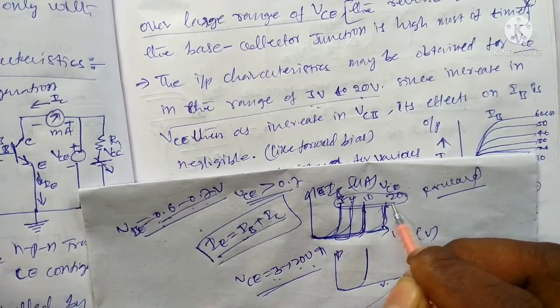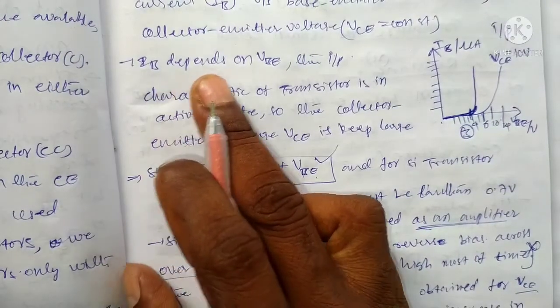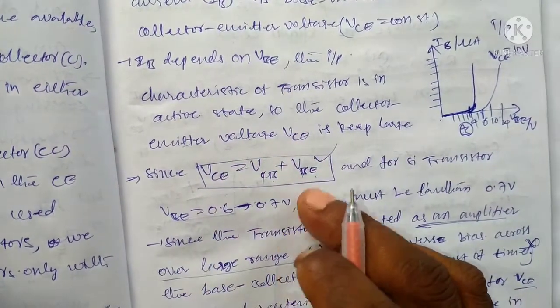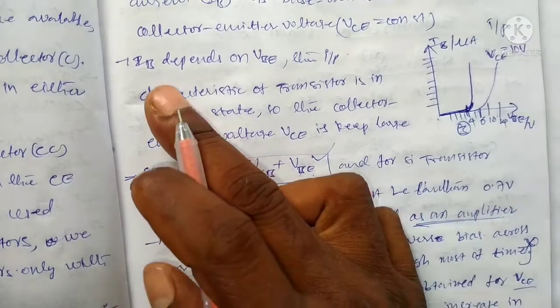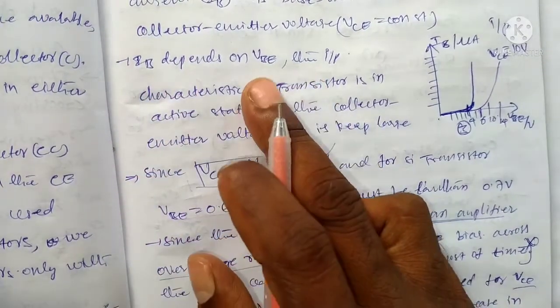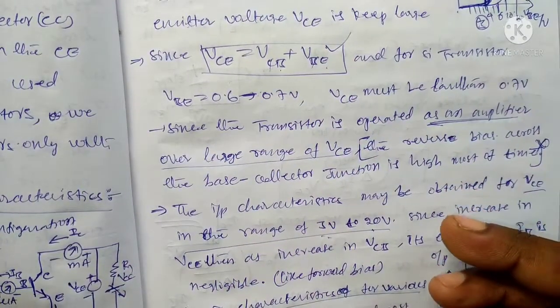For VCE of 20 volts, 10 volts, 4 volts, 3 volts, the base current depends upon VBE and also VCE. For different VCE we get different base currents with respect to VBE. That is the input characteristics of the CE configuration.